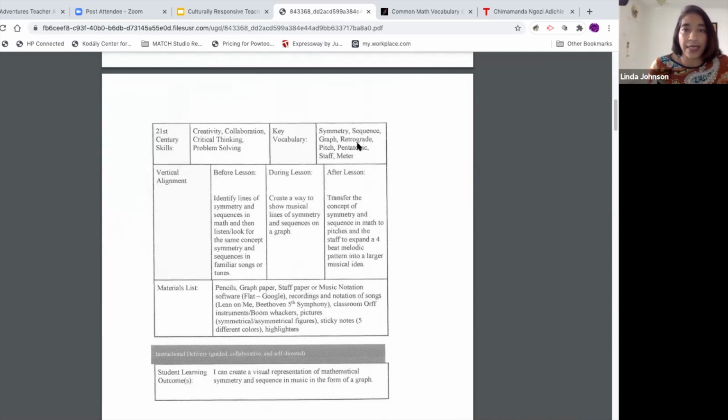Retrograde, that is when we flip the music backwards, but that's also reflection in math. And we have the graph and the staff are going to go together. Symmetry and sequence, those are also going to be interchangeable with what we're going to do on music.